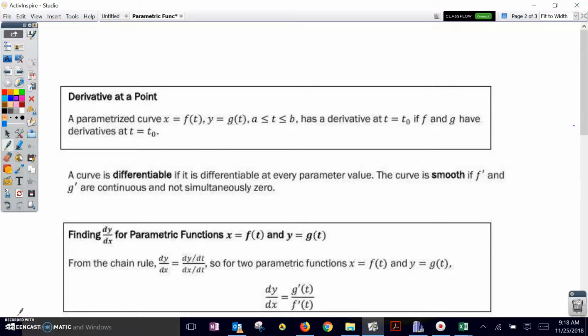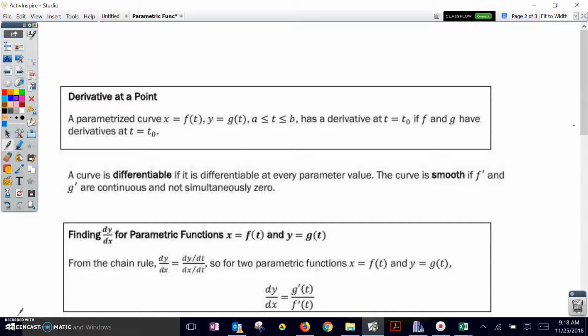Alright, welcome back everybody. In this video we're going to look at the last couple of examples from the parametric functions and derivatives lesson. We start by talking about how to find dy dx for two parametric functions, x equals f of t and y equals g of t.